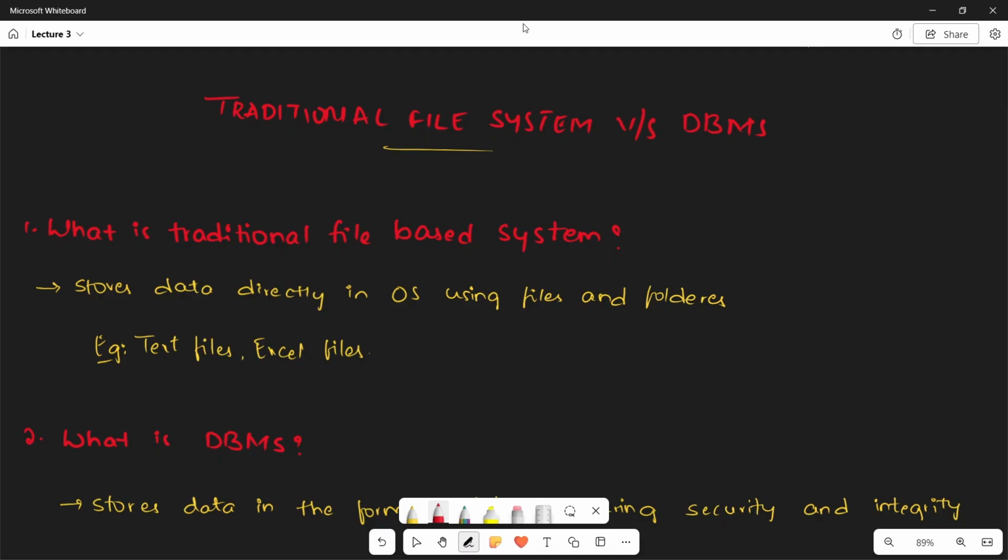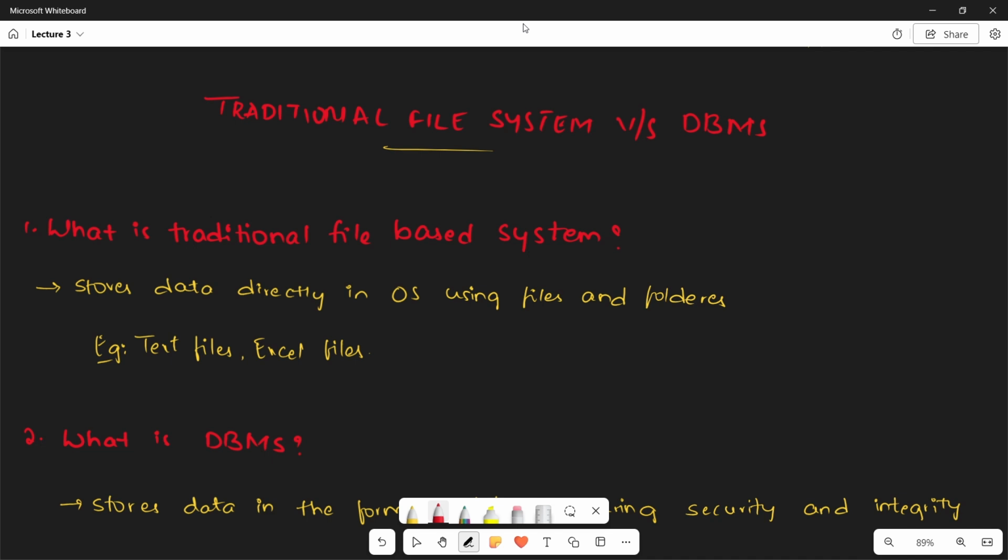So, what is a traditional file-based system? You can say that a traditional file-based system is a way to store and manage data directly on the operating system using files and folders. For example, think of a text file or an Excel sheet where we manually write, read and manage data. Sounds simple, right? But remember, simplicity comes with some major drawbacks, which we will explore shortly.